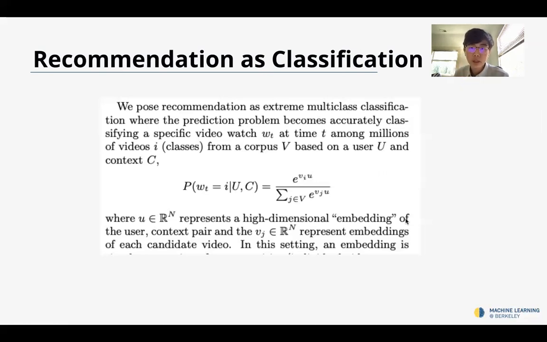So the way they formulate recommendation is as a classification problem. They pose recommendation as an extreme multi-class classification where the prediction problem becomes accurately classifying a specific video watch at a time among millions of videos. So the way to interpret this is it's not actually just asking, given a set of videos, which one is the user going to watch? It's not just classifying that.